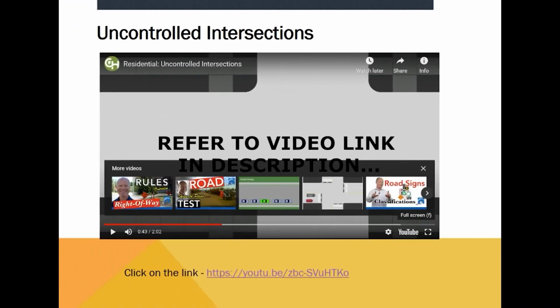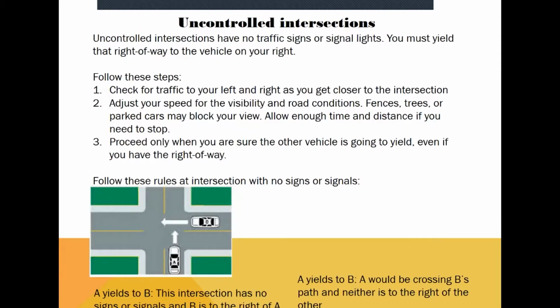I just wanted to reiterate that that's what uncontrolled intersections are. They're ones where they're not being controlled by traffic lights or signs. And then in those situations, you default to the right of way. Just like it says, uncontrolled intersections have no traffic lights or signs, and you must yield the right of way.